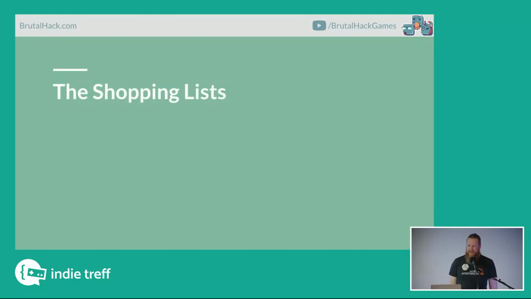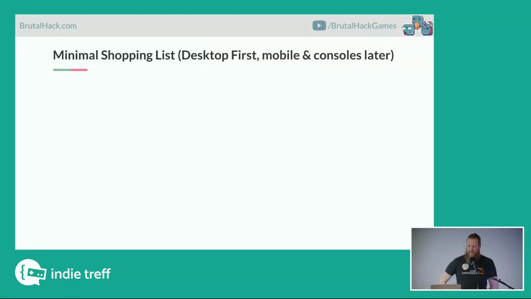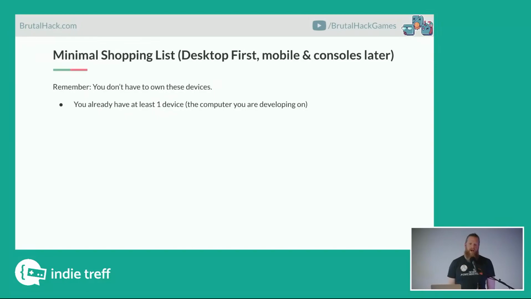But now, how do we get all that stuff into a shopping list? This first one will be the minimal shopping list. So this is if you're developing for desktop first, mobile and consoles later. First of all, remember, you do not have to own this stuff. You just have to have access to these devices. So use your friends, use your family. And you already have at least one device if you are developing, hopefully.